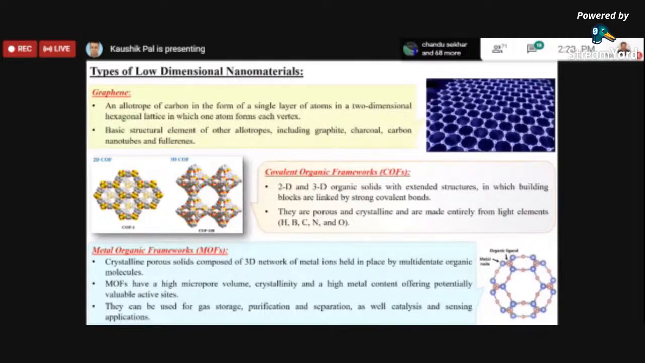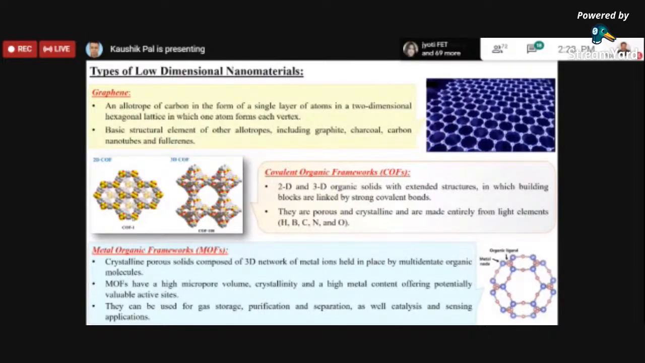So you can see that in between that it is forming some strong covalent bonds. So it is very, very hard and it is very difficult to segregate. They are porous and crystalline and are made entirely from the light elements like hydrogen, boron, carbon, nitrogen, and oxygen. So these all are the things.